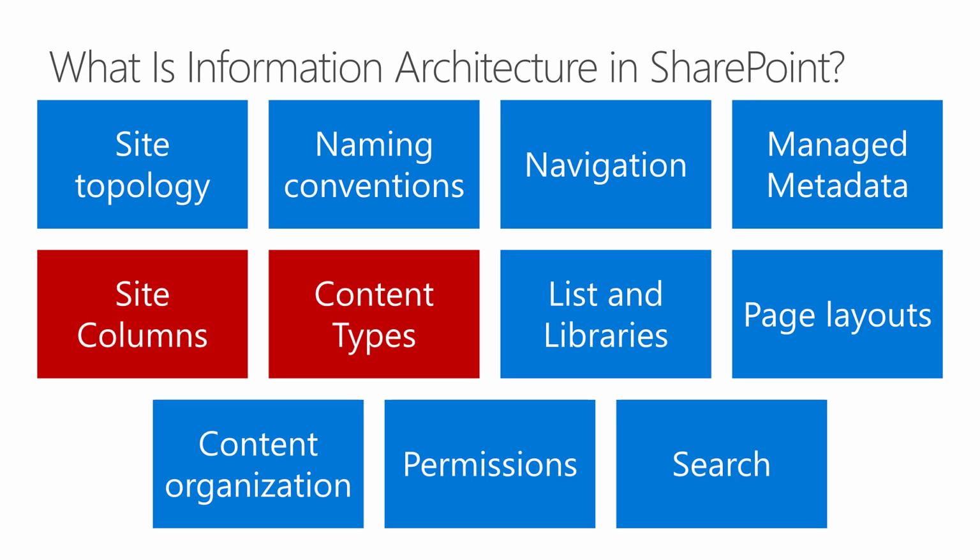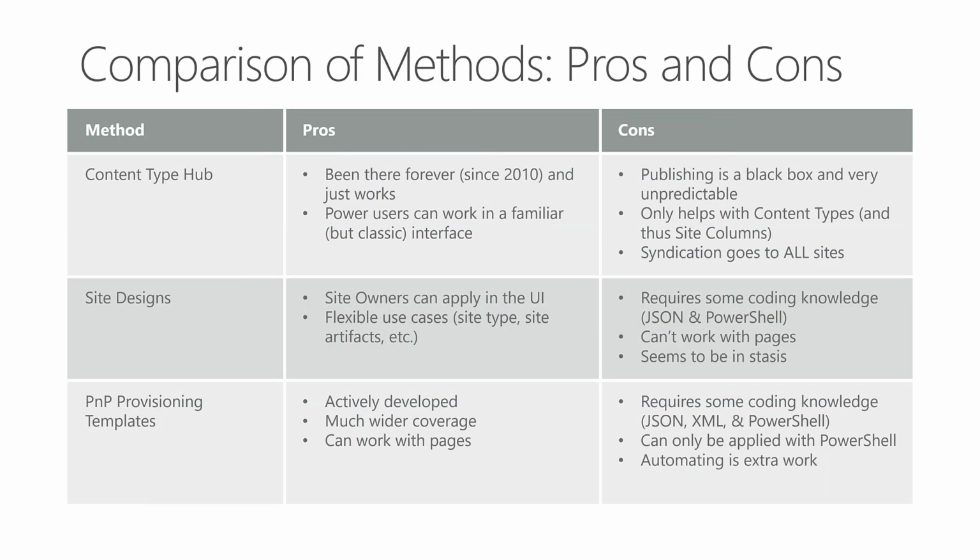Lists and libraries obviously are very important because we enable content types on them. But really the goal here is to talk more about what we need to set up for the information architecture in order to be able to bring some consistency to content and what the best mechanisms are to do that. As I mentioned on the title slide, there are three main ways to do this. There's probably a fourth one, which is roll your own.